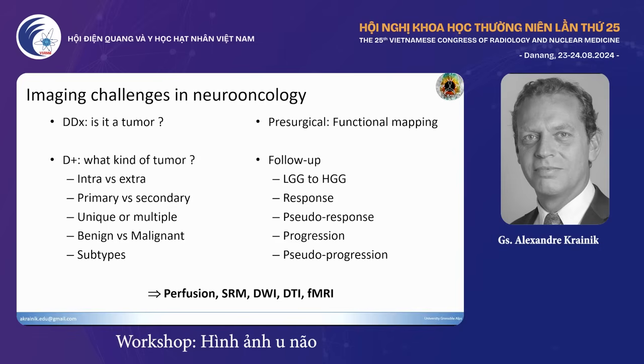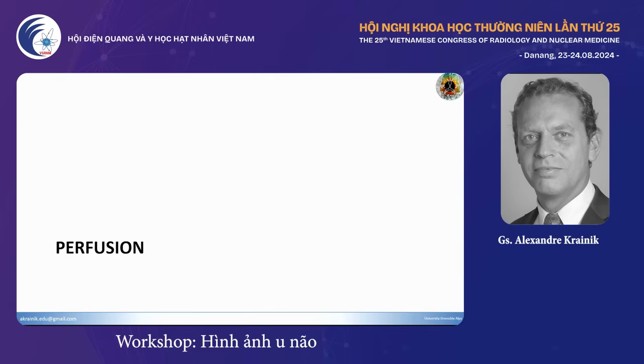Anyway, before surgery, when surgery is conducted, try to estimate what are some important functional areas to preserve. And during the follow-up, we monitor brain tumor and especially gliomas in order to see when they turn from low-grade glioma to high-grade glioma. When you use chemo and radiotherapy, is it a right response or is it a pseudo response? Is that a progression or a pseudo progression? All those techniques may help you.